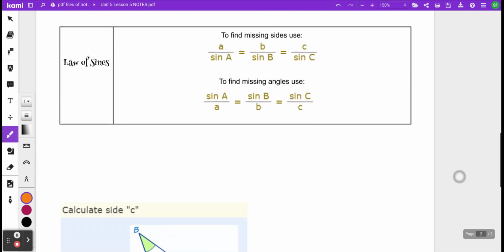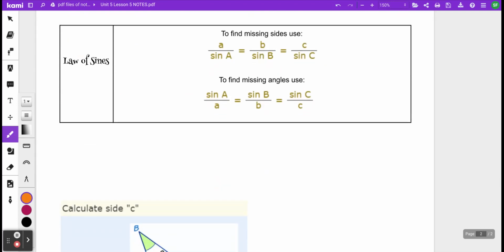Now, with law of sines, we have two formulas. The first one is going to be used for missing sides. The other one is going to be for missing angles. And if you notice, the only difference between missing sides and missing angles is what is on the numerator. The numerator is what we're trying to find. And you're never going to need all three of these. You're just going to use two. And once you plug in what you can, you're going to do cross multiplication.